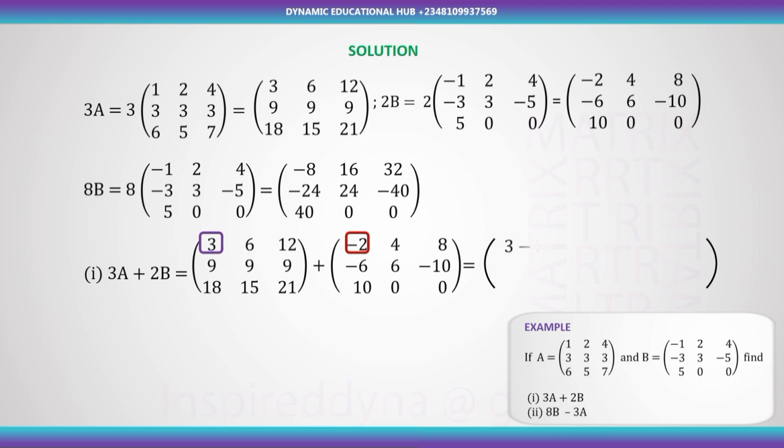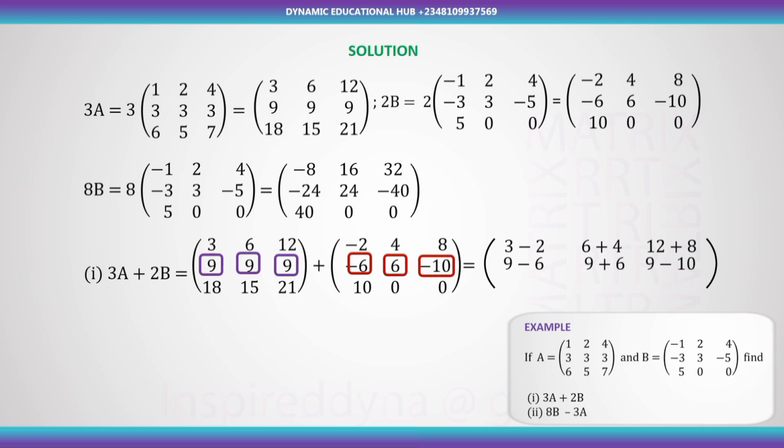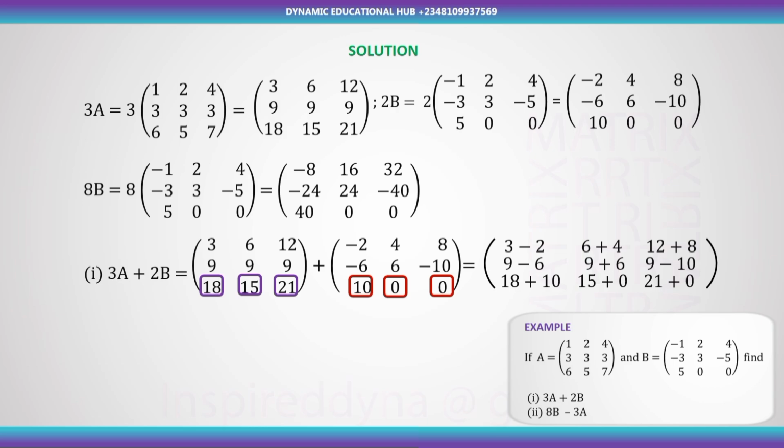Now let's start. The first one, 3 plus minus 2, that will give us 3 minus 2. 6 plus 4, that gives us this. 12 plus 8. Let's move to the next row. 9 plus minus 6 is 9 minus 6. 9 plus 6, then 9 plus minus 10, 9 minus 10. Don't forget, you have to consider this sign, plus against minus gives us minus. The last row, we have 18 plus 10, 15 plus 0, and 21 plus 0.